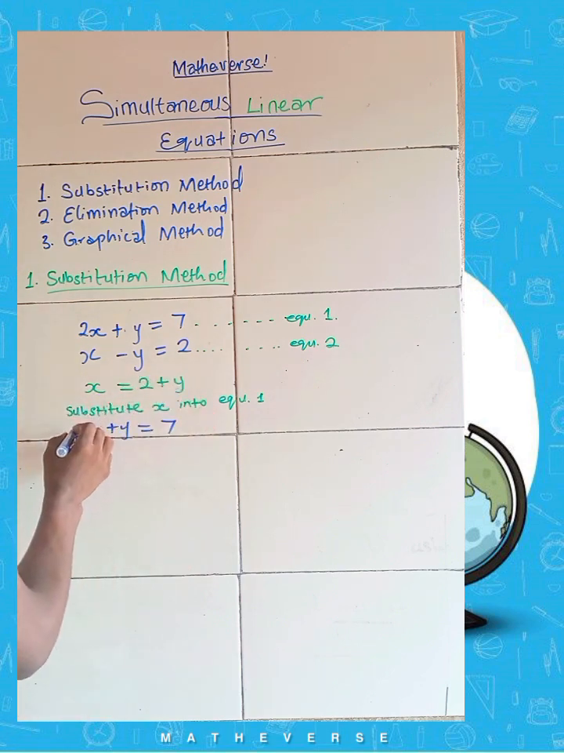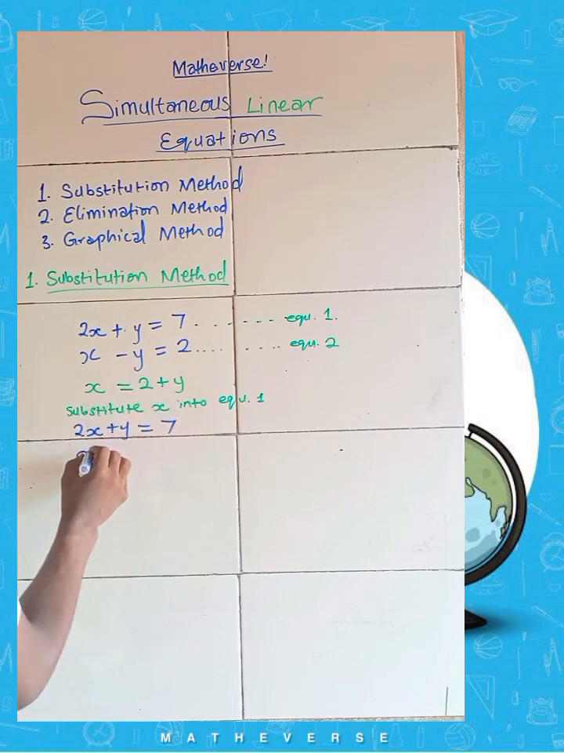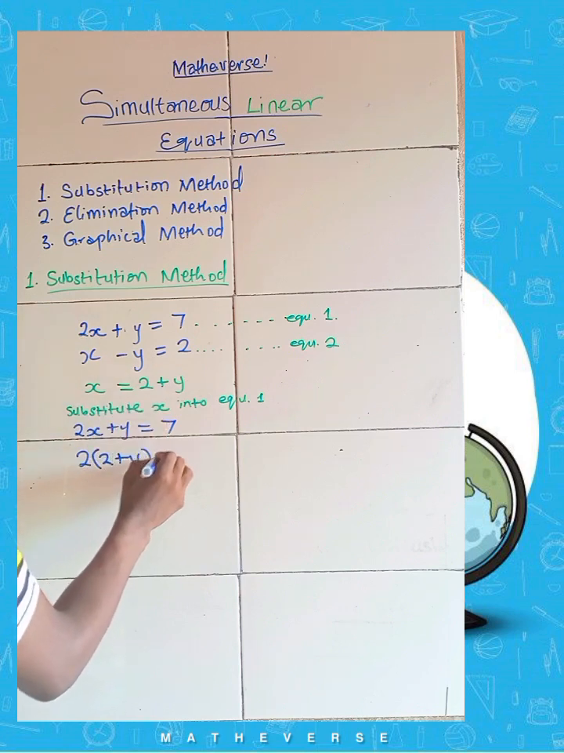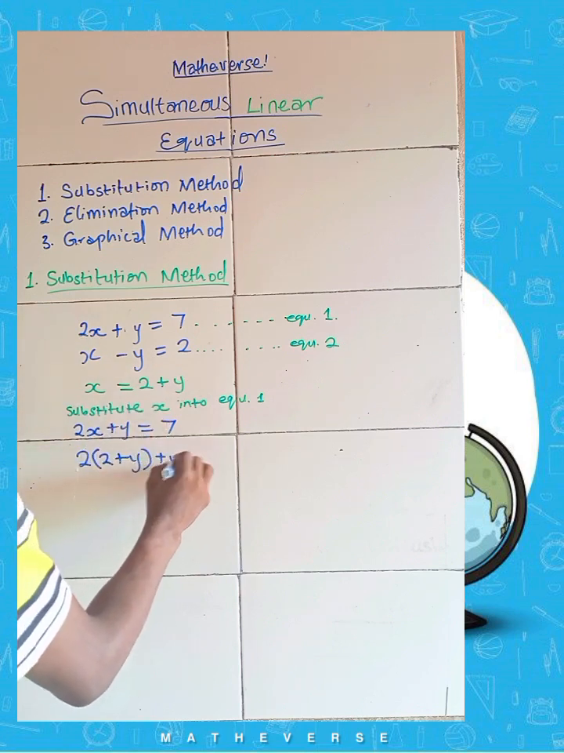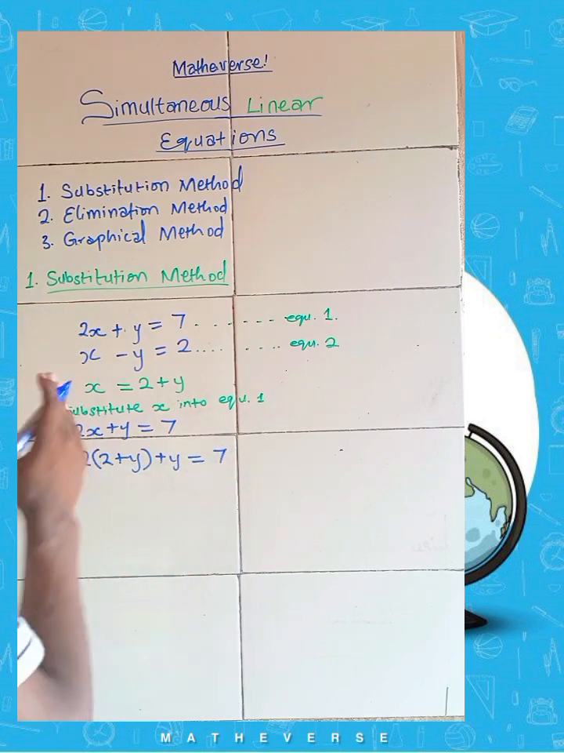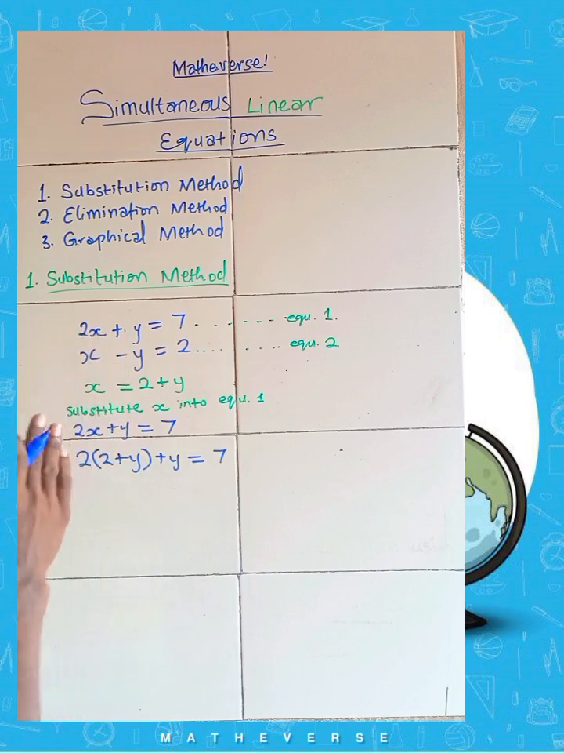Now watch. We have x here. Because the joining between 2 and x is times, it will now be a bracket. We'll now write 2 plus y, close bracket. Then plus y equals 7. Did you see it very closely? If there's any part of the video you don't get, do well to go back and watch again, okay?